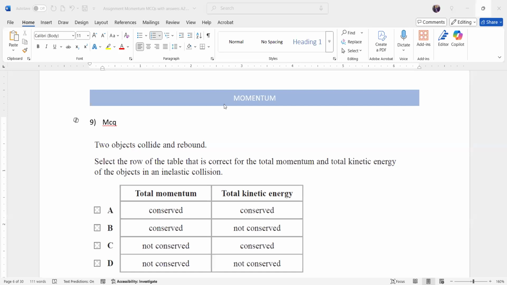Two objects collide and rebound. Select the row of the table that is correct for the total momentum and total kinetic energy. For an inelastic collision, total momentum is always conserved. So either A or B can be the answer, but total kinetic energy is not conserved in an inelastic collision. That's why the correct answer for this one is B.